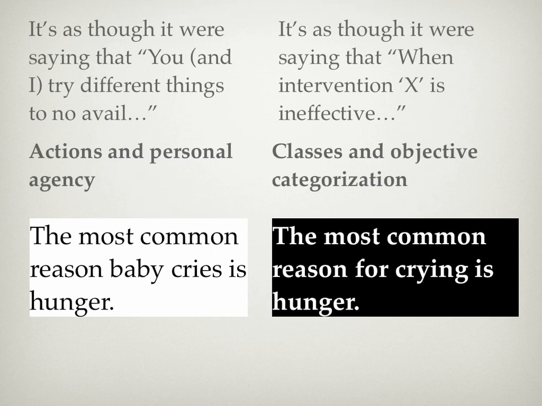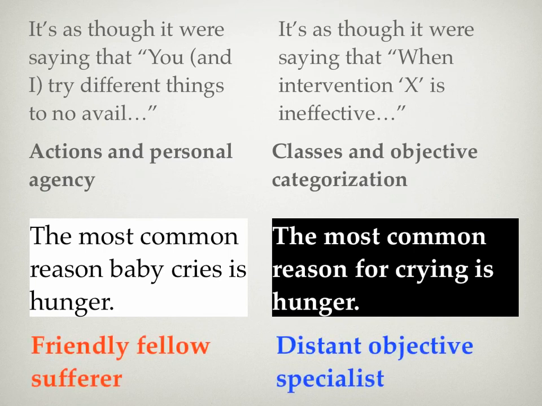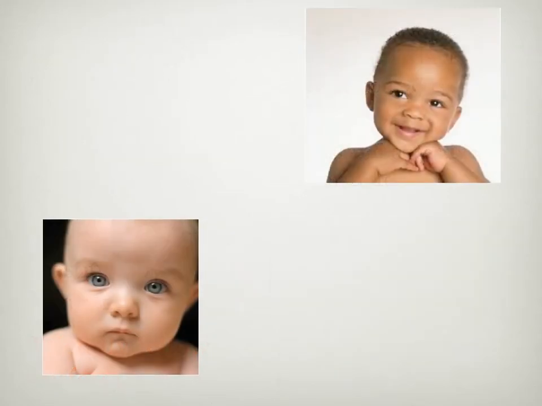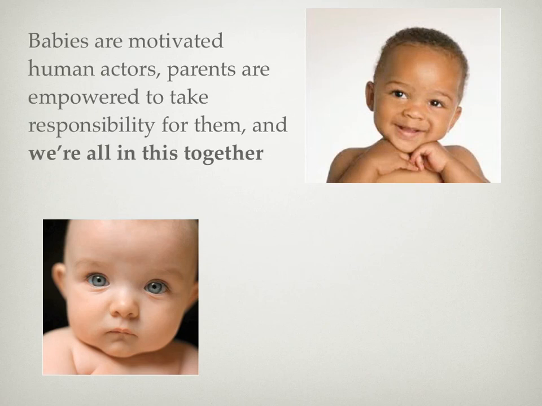What I'm really interested in here is not evaluating these texts, but to show you how they are different and how they carry ideological implications. Text 1 would, with its emphasis on action, reinforce the idea that babies are motivated human actors. Parents, me and you exist, are empowered to take responsibility for them, and we're all in this together.